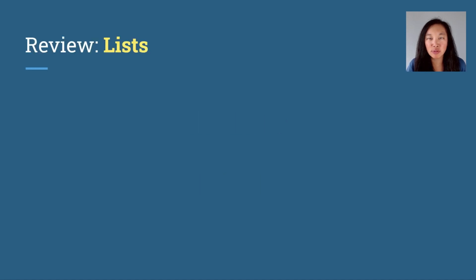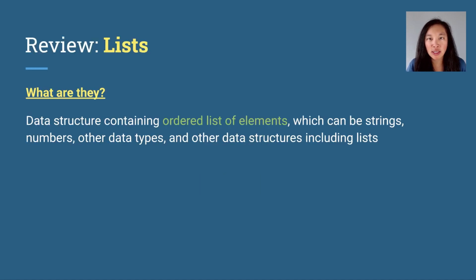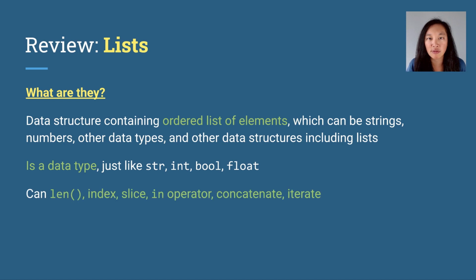So as a review of what we've talked about with lists so far, they are a data structure containing an ordered list of elements, and these elements can be any data type, including strings, numbers, other data types, and other data structures, including lists. And that's actually what we're going to talk about today, a list containing a list. A list is a data type itself, just like integers, strings, booleans, and floats.